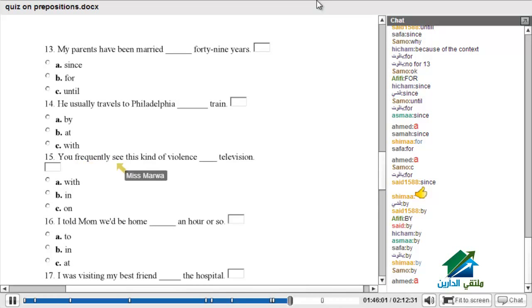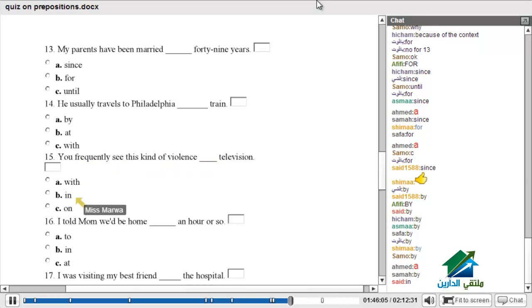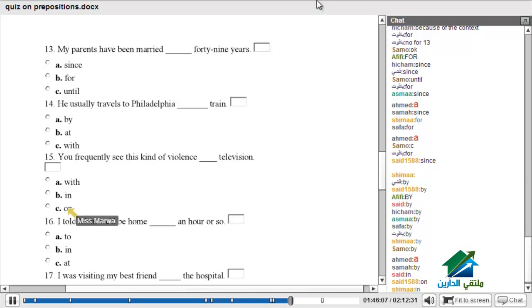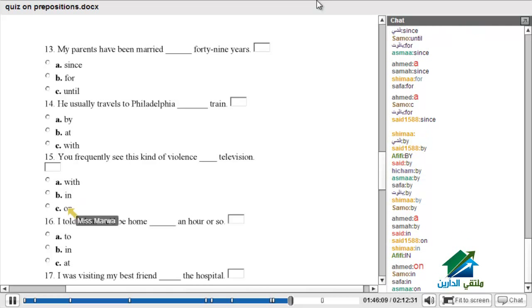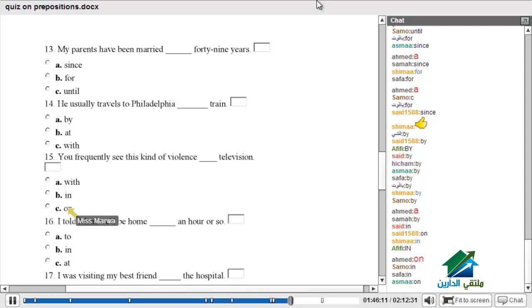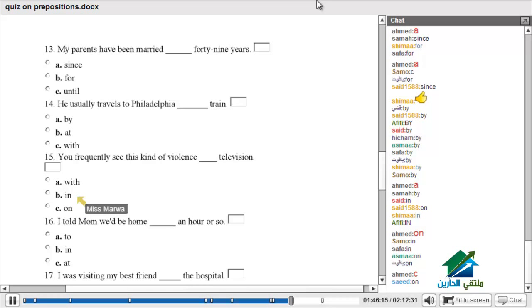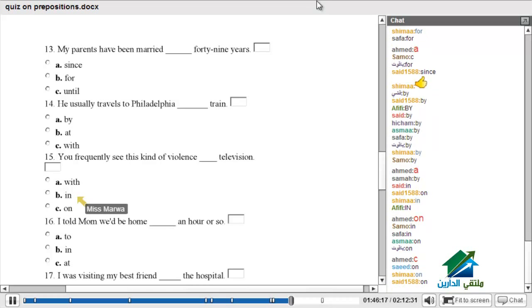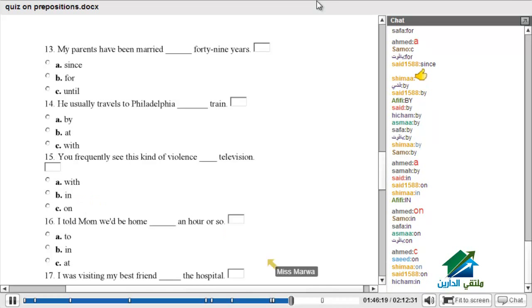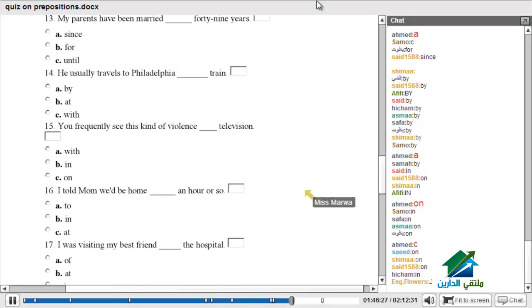You frequently see this kind of violence on television. Television, with television, in television, on television. In, on, by. On. Ahmad, write down on. Okay. Number 15, on television. Excellent. Now the right answer, on.